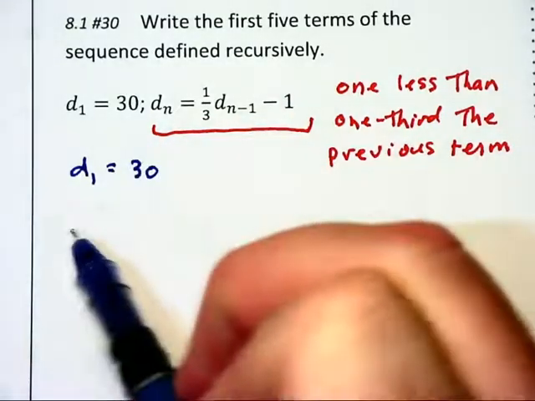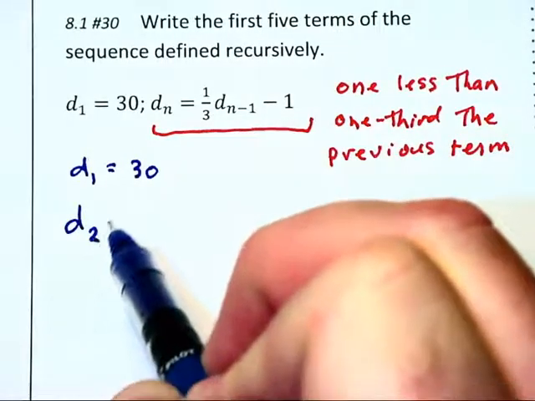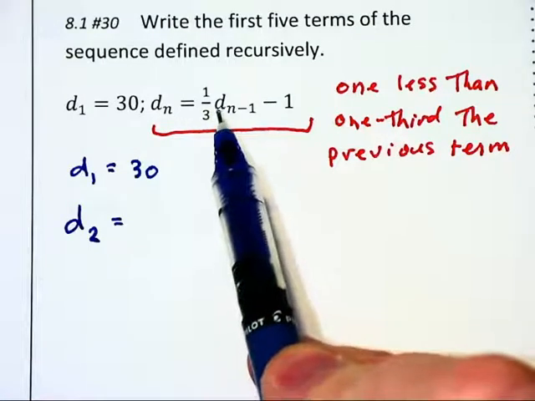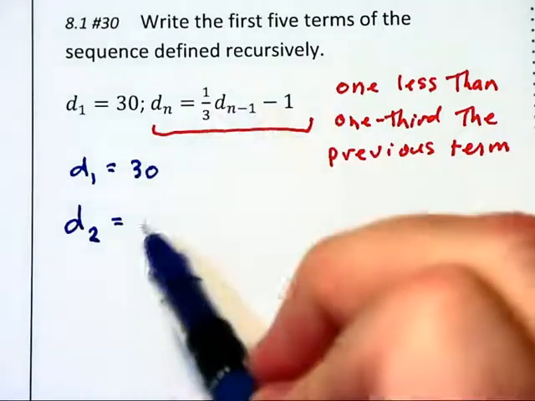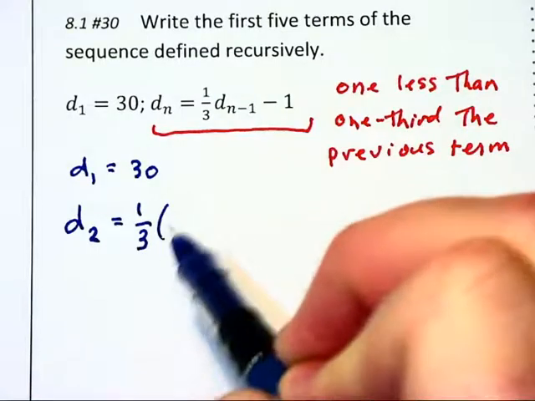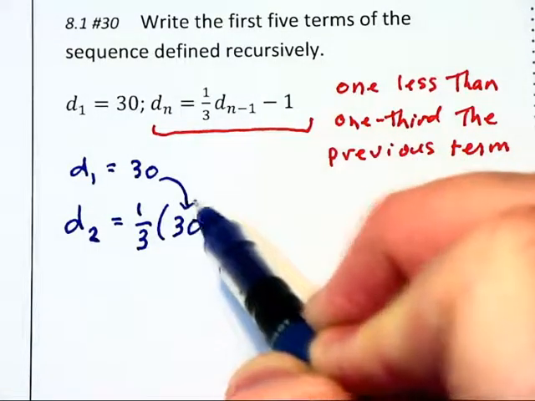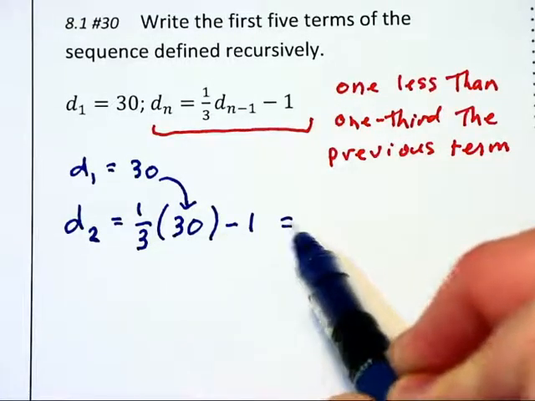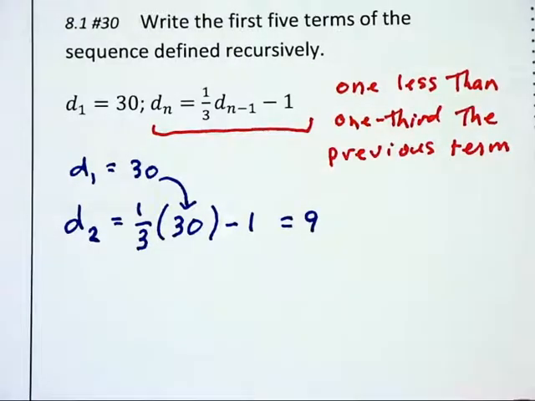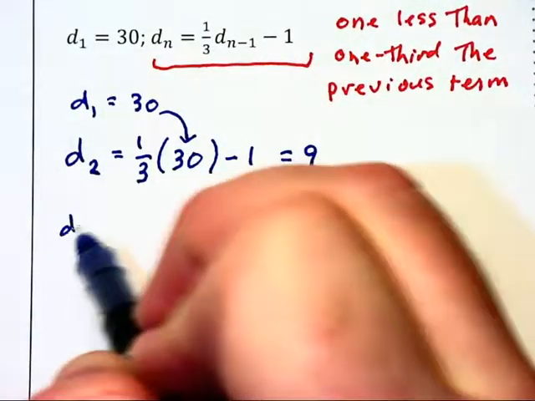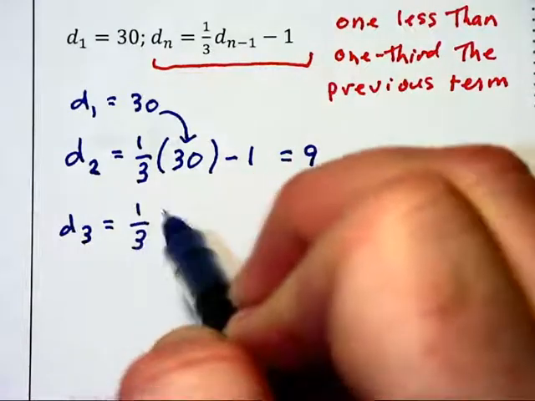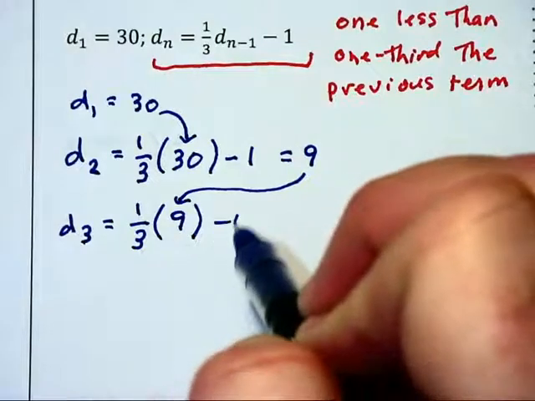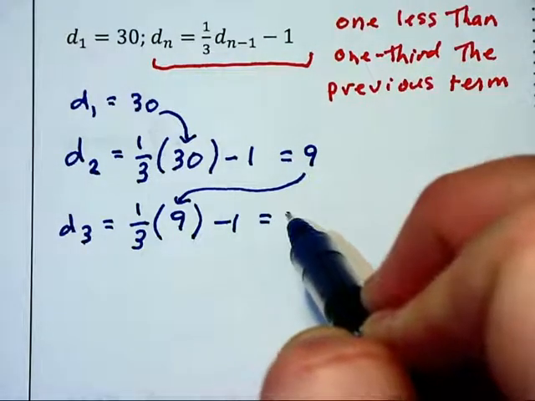So when we're going to find d sub 2, n is 2, we will have 1/3 n minus 1, the first term. So we will have 1/3 of the 30 which gets substituted in, then minus 1. This is 10 minus 1, which is equal to 9. To find the third term, d sub 3, that will be 1/3 the previous term, which was 9. That's 3 minus 1, which is equal to 2.